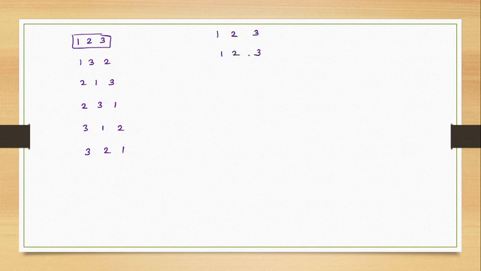1 2 3, 1 3 2, 2 1 3, 2 3 1, 3 1 2 and 3 2 1. You know, these are the 6 numbers that we can create by using only 3 digits, 1, 2 and 3. Now let's take this first number, 1 2 3, and write this number 6 times.